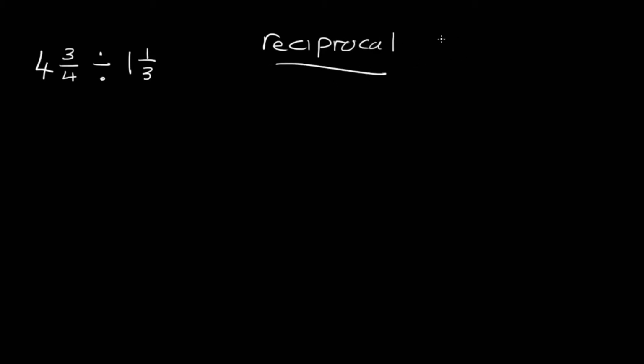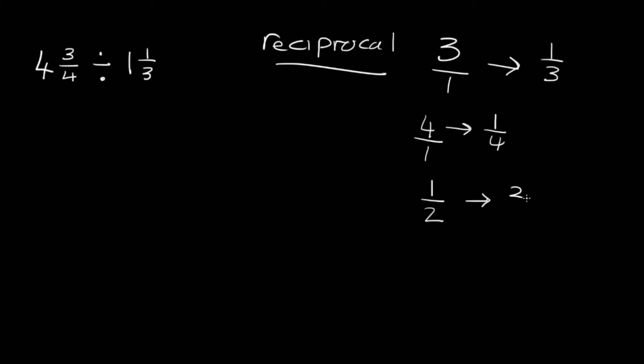So what's the reciprocal of 3? 1 over 3. Right. This 3 here, can you see? Actually, it's 3 over 1. Yep. So the reciprocal of 3 over 1 is 1 over 3. Right. What's the reciprocal of 4? 1 over 4. Because that's 4 over 1. What's the reciprocal of a half? 2 over 1. Which is 2. Good. You follow me now?